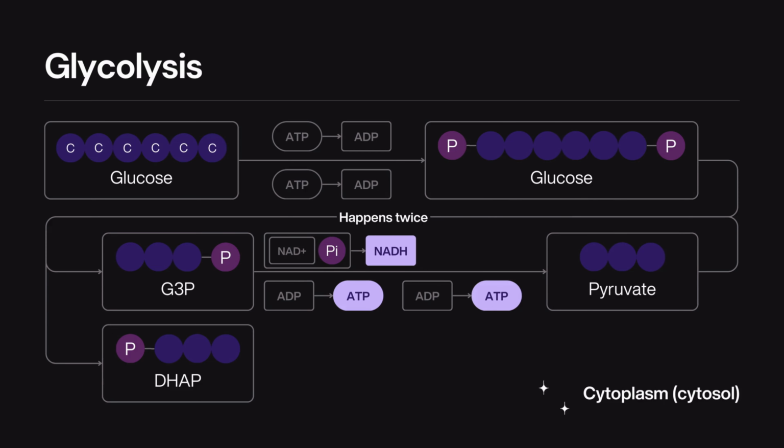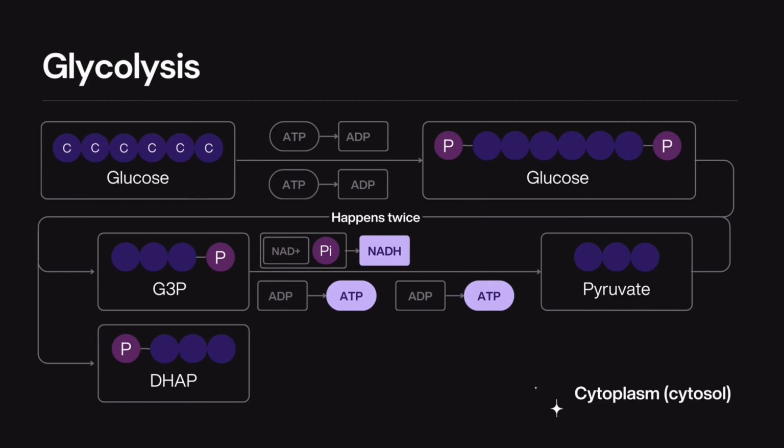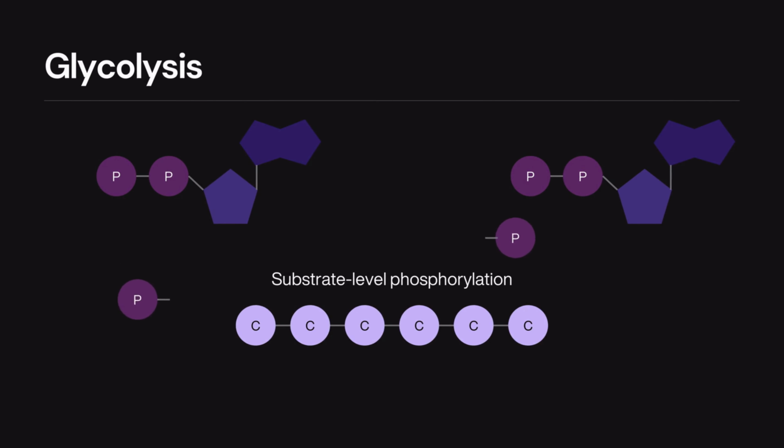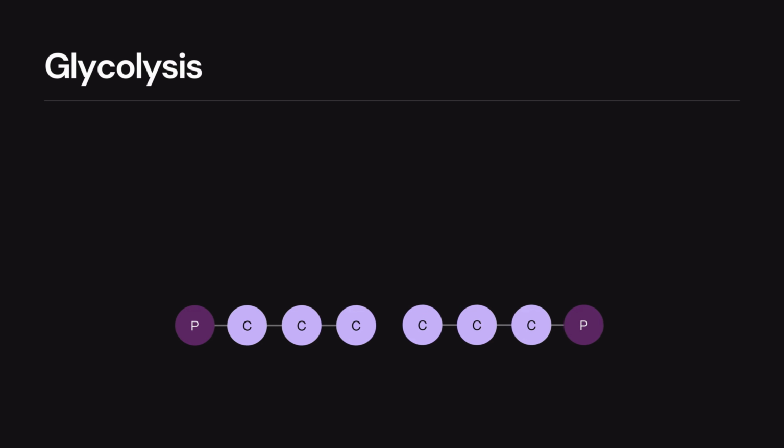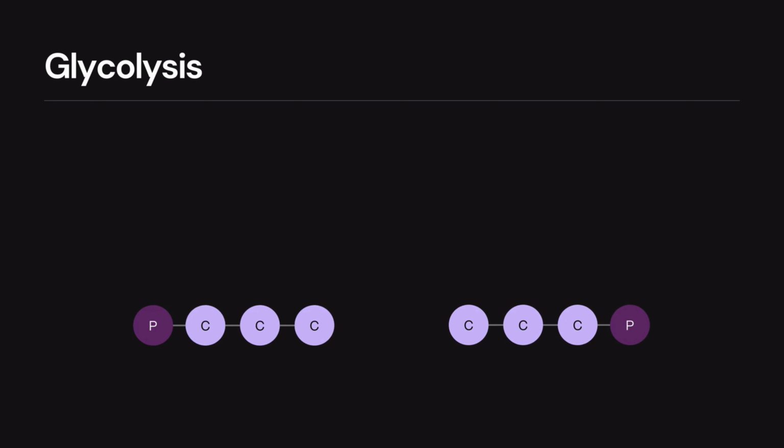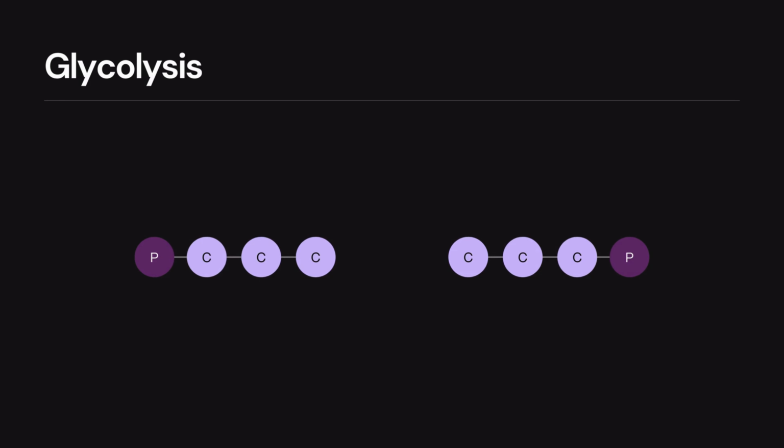This process can be divided into two main phases: the endergonic, or energy-requiring, phase, and the exergonic, or energy-releasing, phase. During the endergonic phase, two ATP molecules are consumed to phosphorylate glucose, transforming it into fructose 1,6-bisphosphate, which is unstable and easily splits into two 3-carbon sugars: dihydroxyacetone phosphate, or DHAP, and glyceraldehyde 3-phosphate, or G3P. In the exergonic phase, each G3P molecule is further processed into pyruvates through a series of reactions that produce a total of 4 ATP and 2 NADH molecules for each glucose molecule.